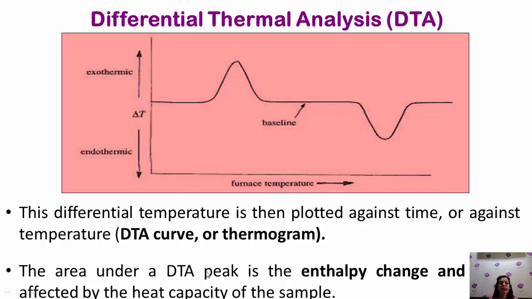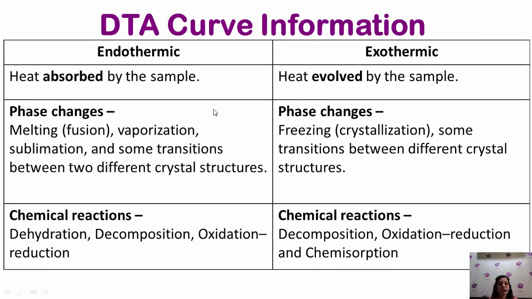So the area under the DTA peak is the enthalpy change, which is not affected by the heat capacity of the sample. Enthalpy is one of the components you learned during your thermogravimetric studies. From the DTA curve we can gather information largely on endothermic and exothermic phenomena, heat absorbed by the sample or heat evolved.